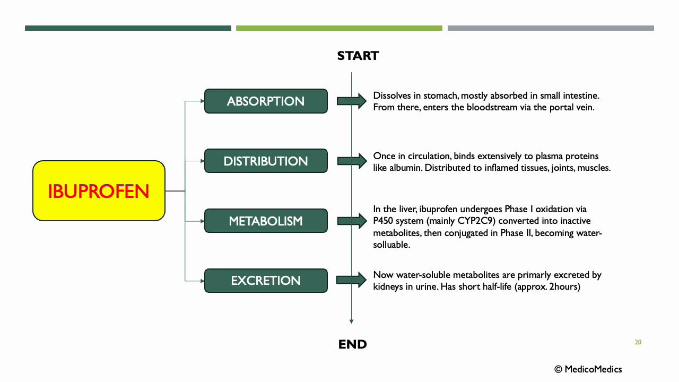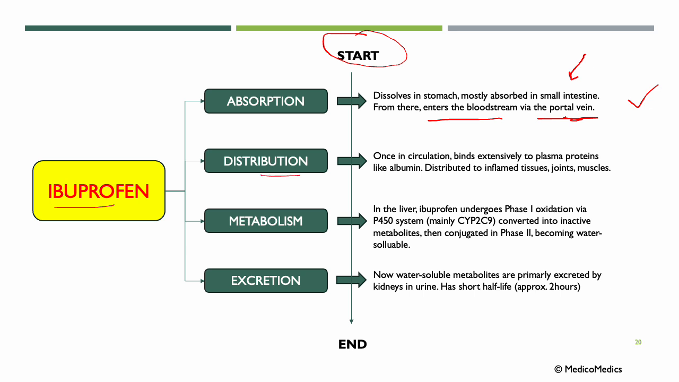Now, let's summarize all 4 key steps in pharmacokinetics using the drug ibuprofen as our example. So at the very start, after swallowing, ibuprofen dissolves in the stomach, mostly absorbed in the small intestine. Now from there, it enters our bloodstream through the portal vein. So it's been absorbed now.